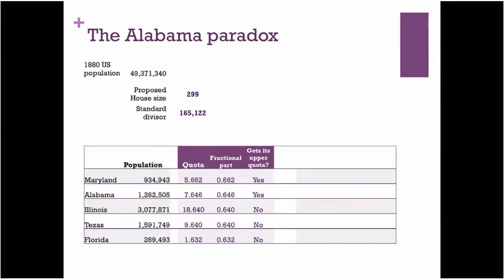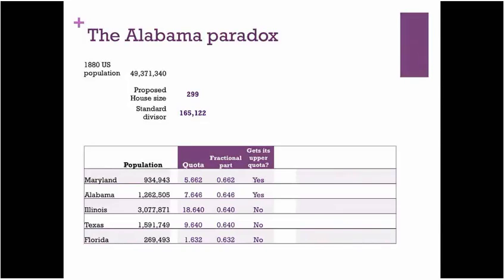So this is from 1880. There was a census conducted in 1880, and the total apportionment population of the United States at that point was the number shown at the top here, 49 million and somewhat more. Now, I should say, in those days, it wasn't decided what the size of the House was going to be in advance. That would be one of the things that they would wrangle over. That would be one of the things that they would decide. And that's what led to the recognition of this paradox.